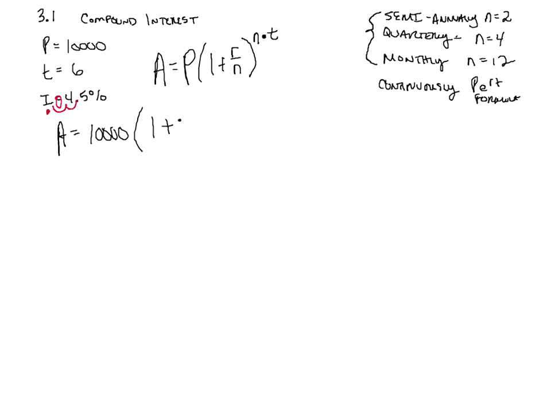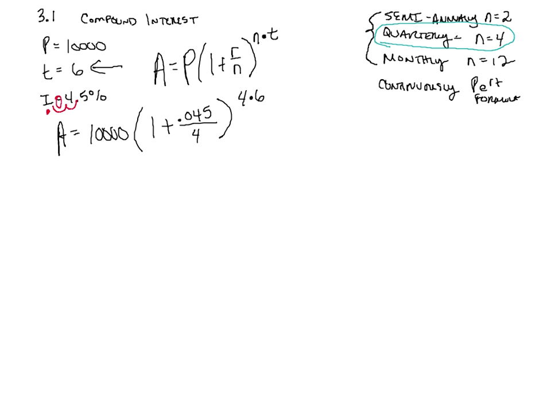Okay, so my rate is 0.045 divided by N. So we need to decide which one we're going to calculate. For this example, I'll calculate quarterly. So we'll use an N of 4. So 0.045 over 4, all raised to the 4 times, well, it said for 6 years, so my time is 6.